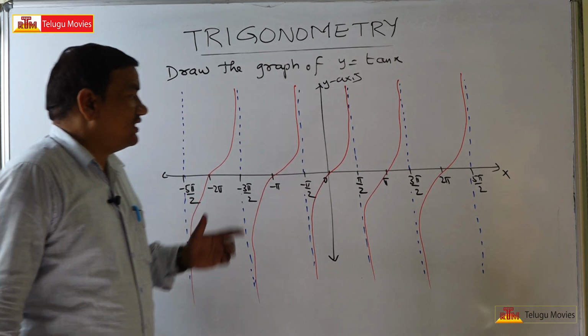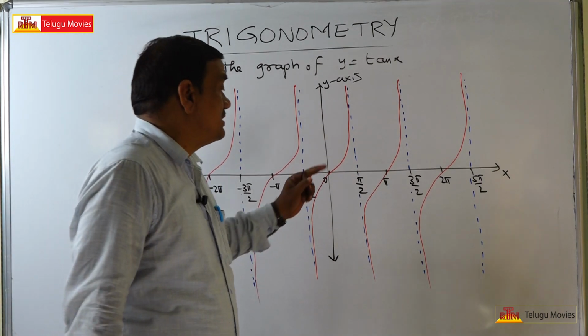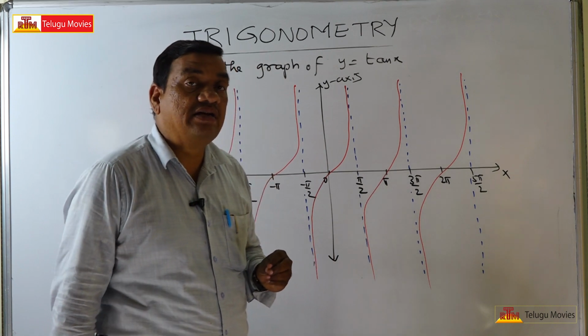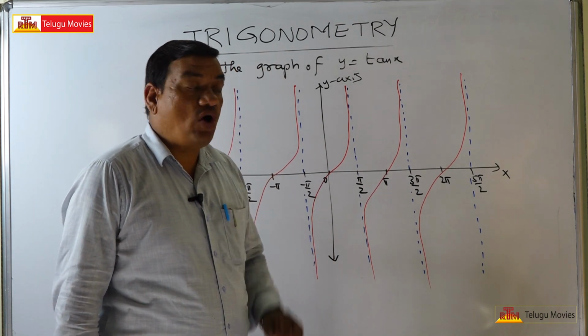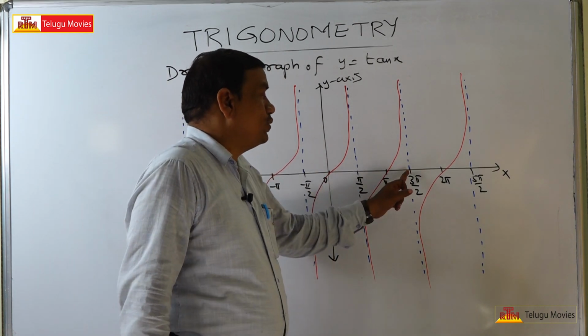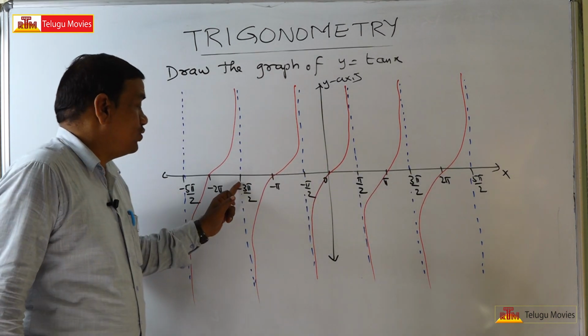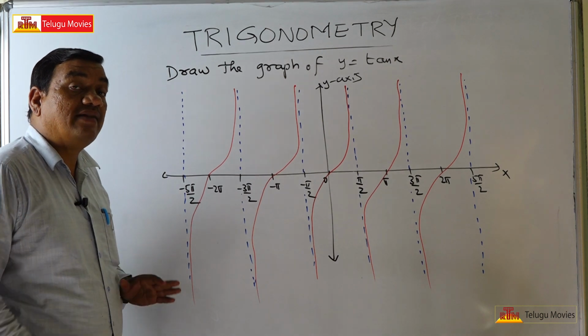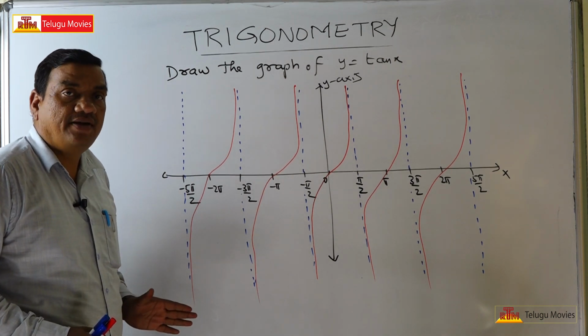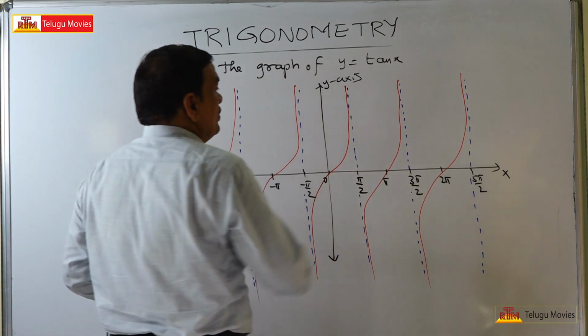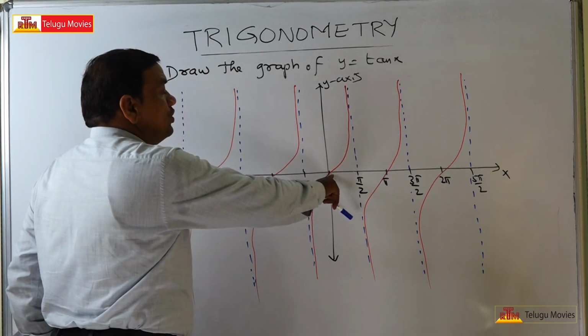Everybody knows that tan x is not defined at the odd multiples of pi by 2. So this is pi by 2, 3 pi by 2, 5 pi by 2, and in the negative direction, minus pi by 2, minus 3 pi by 2, minus 5 pi by 2. There it is not defined, that's why we drew it like this. Tan 0 is 0.